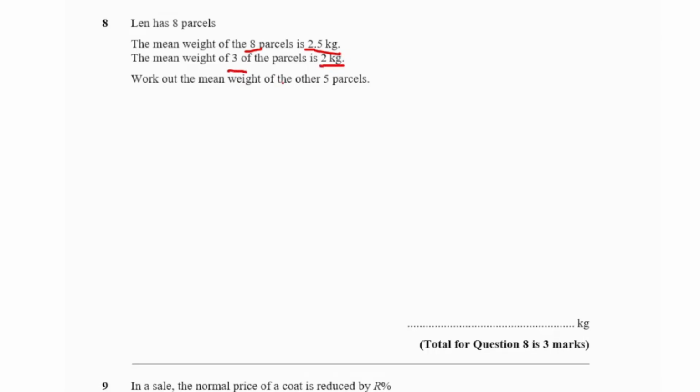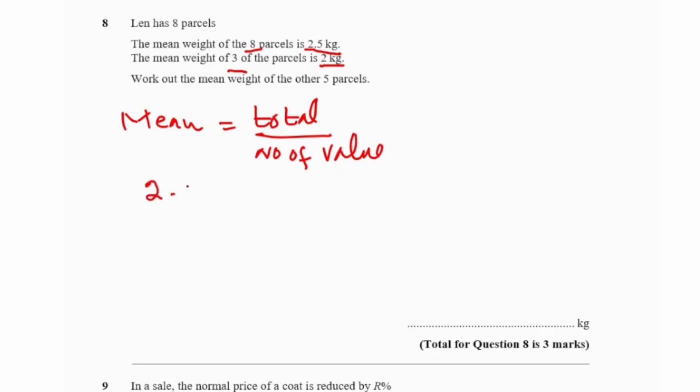Okay, we should know what the mean formula is. Let me remind you again quickly. Mean is equal to total divided by number of values. That's the formula for mean. Now we're going to look at the first line. The first line says the mean weight of the 8 parcels is 2.5 kg. So the mean is 2.5 and we don't know the total, but we know how many values there are, 8 values.